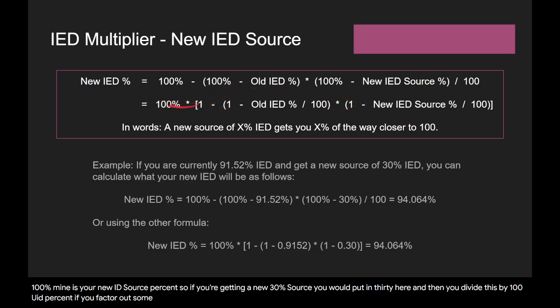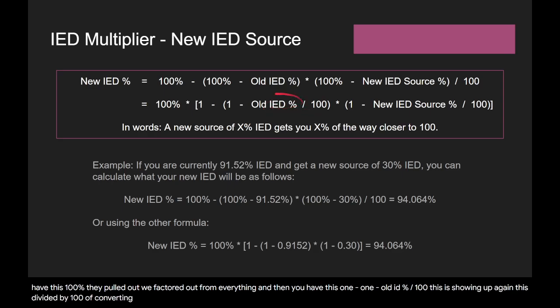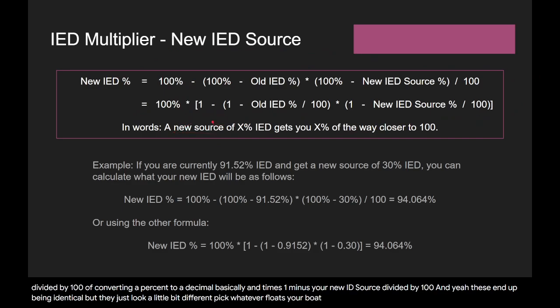If you factor out some 100s, you can rewrite it in a different way. To me, this is simpler, but I don't know if it is to everyone else. You have this 100% that we factored out from everything, and then you have this 1 minus old IED percent divided by 100. This is showing up again, this divided by 100 of converting a percent to decimal basically, and times 1 minus your new IED source divided by 100 again to convert it to a decimal. And yeah, these end up being identical, but they just look a little bit different. Pick whatever floats your boat.